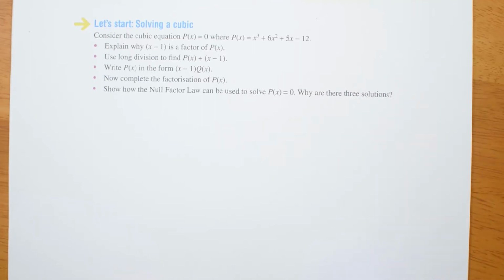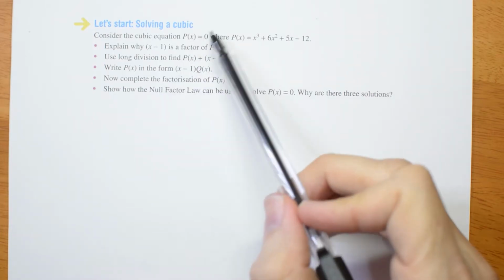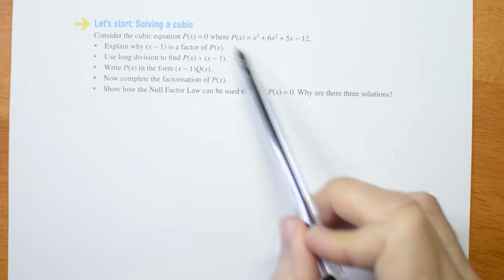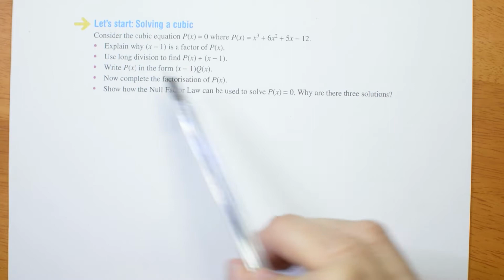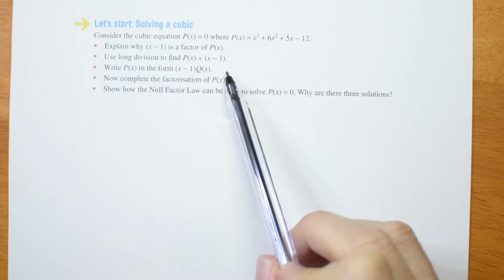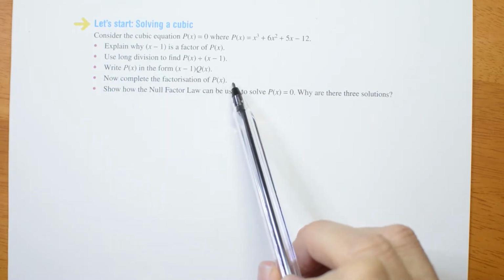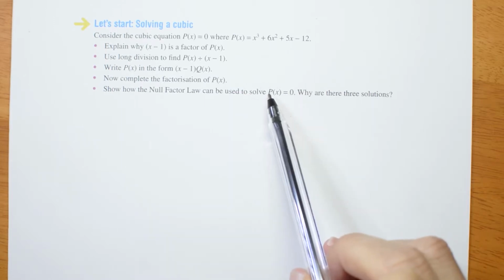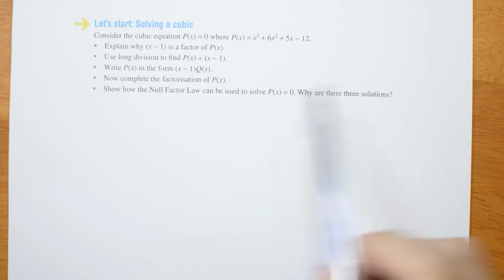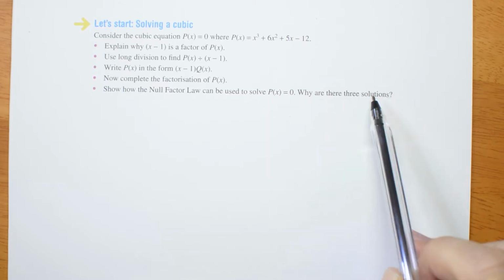So here's the problem I suggested you try to solve before me. Consider this cubic equation, p of x equals 0, where p of x equals this. Explain why x minus 1 is a factor, use long division, write it in this form, complete the factorization. Solve it using the null factor law. Why are there 3 solutions?